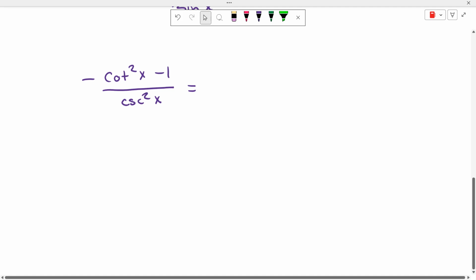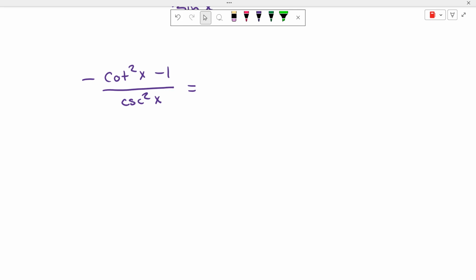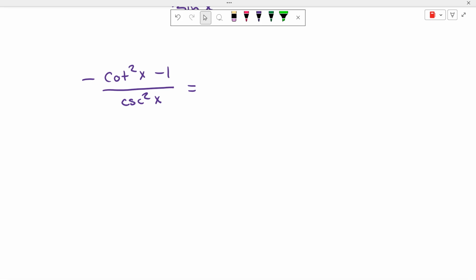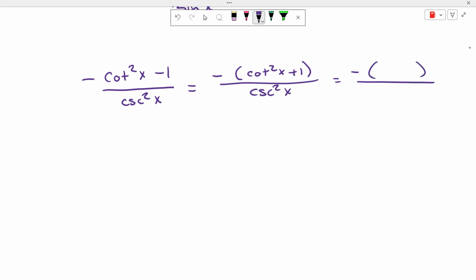What would we do here? If I pull a negative out, I get cotangent squared of x plus 1, correct? And we know that cotangent squared of x plus 1 is cosecant squared of x. These cancel to be -1.